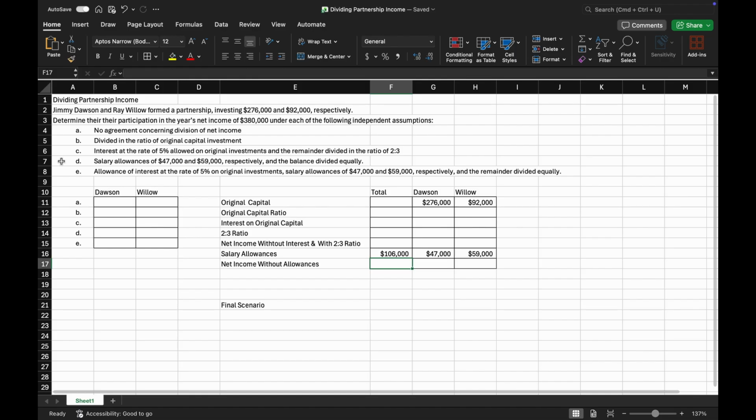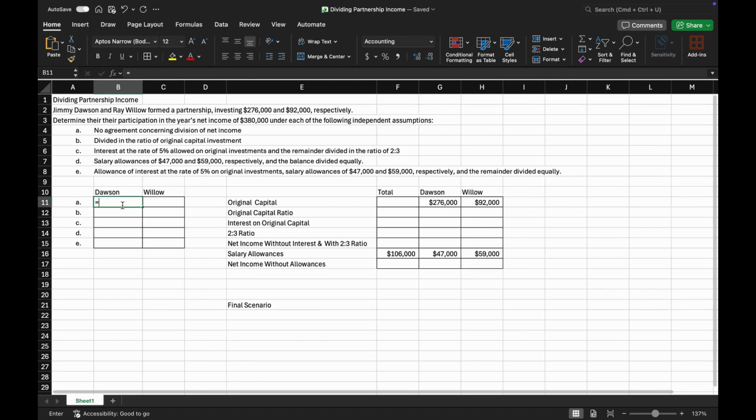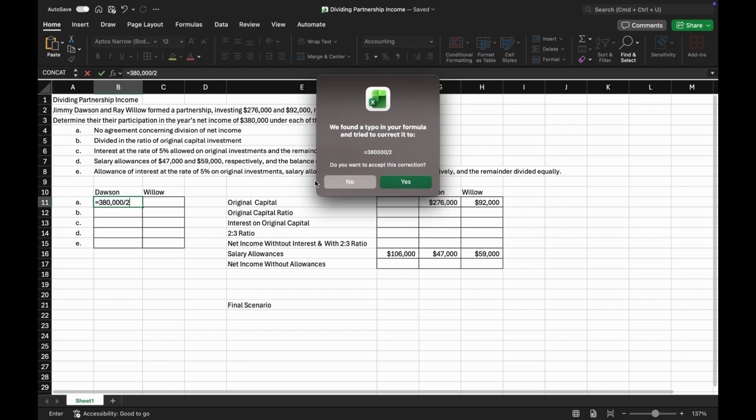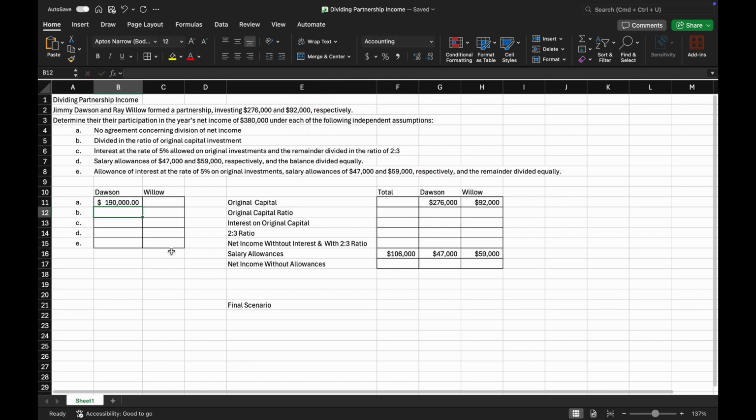So, let's get into each assumption. For A, all we have to do is divide $380,000 by 2 since the income is split equally when there is no agreement about the division. $380,000 divided by 2 comes out to $190,000 for the income of Dawson and Willow.